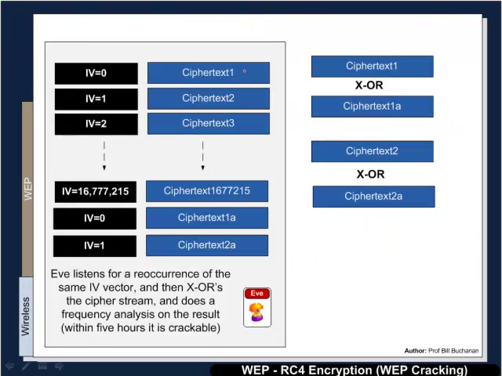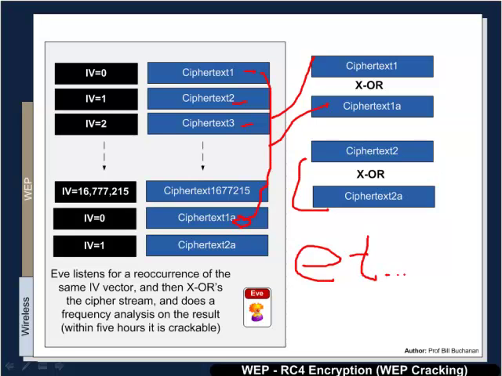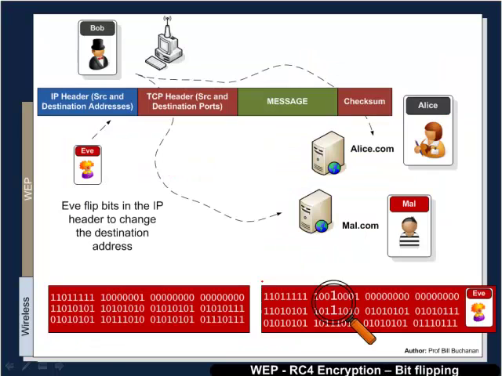So this is how it would be done: ciphertext, and then eventually the IV vector rolls over, and an exclusive OR of the two values, with a statistical analysis to say that E is the most popular character, say followed by T, and so on, and then Eve can crack the encryption key.